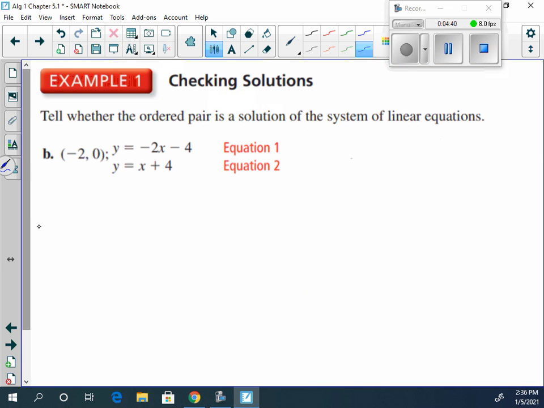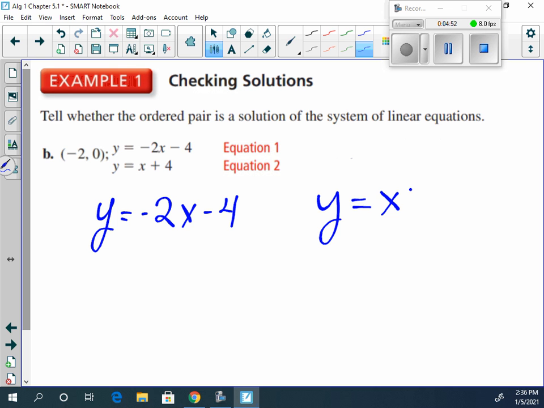Tell whether the ordered pair is a solution of the system of linear equations. Here, the equations are written in a little bit different form: y equals negative 2x minus 4, and y equals x plus 4. So these equations are different, but we're still trying to find the same thing. We're trying to find the x, y point that will make both of these equations true. The point they gave us this time was negative 2, 0.